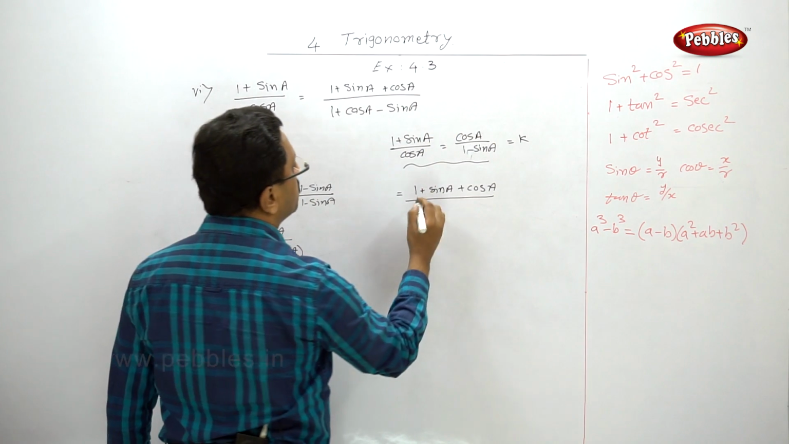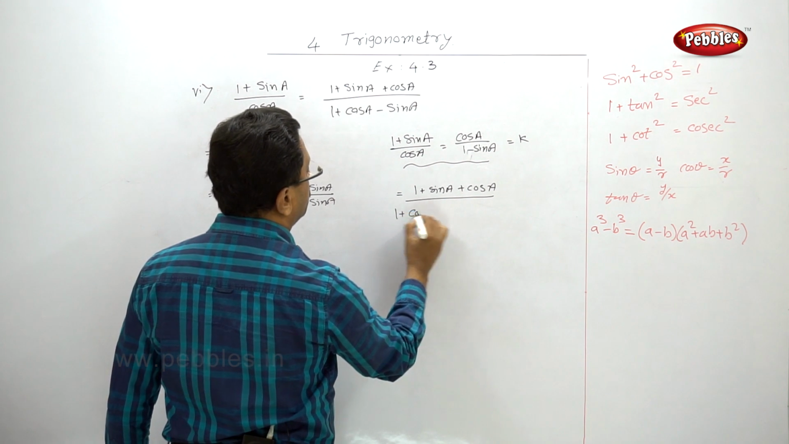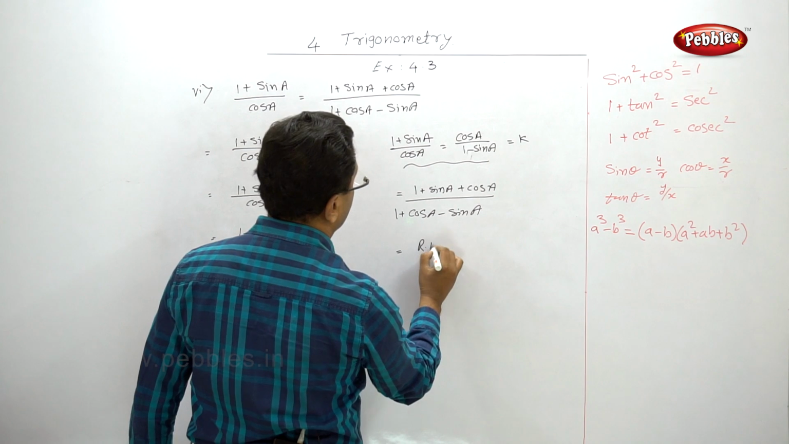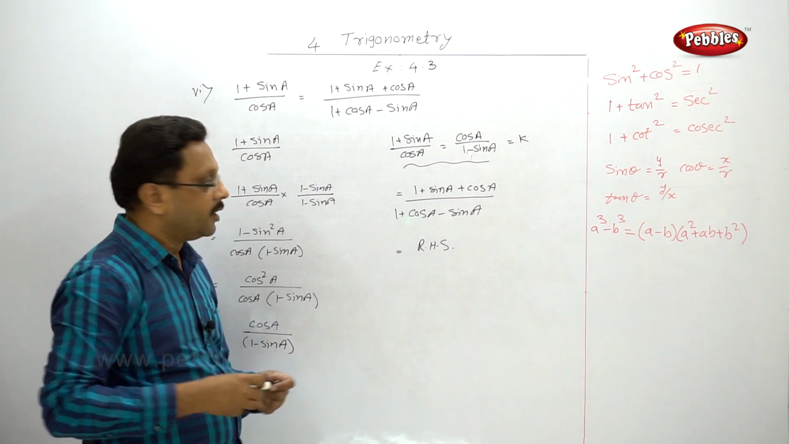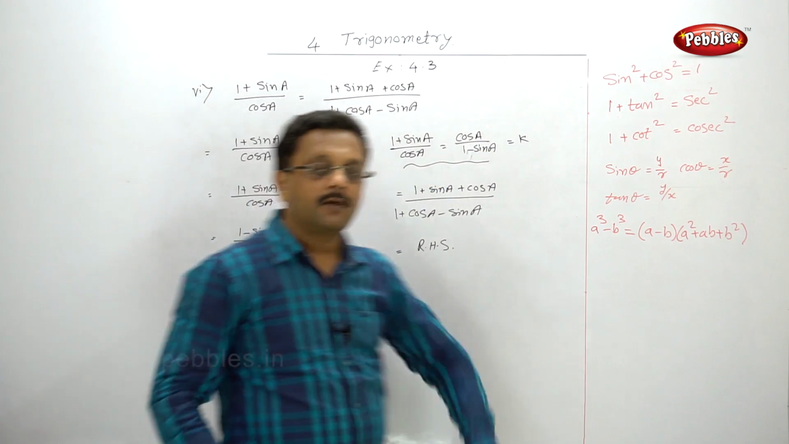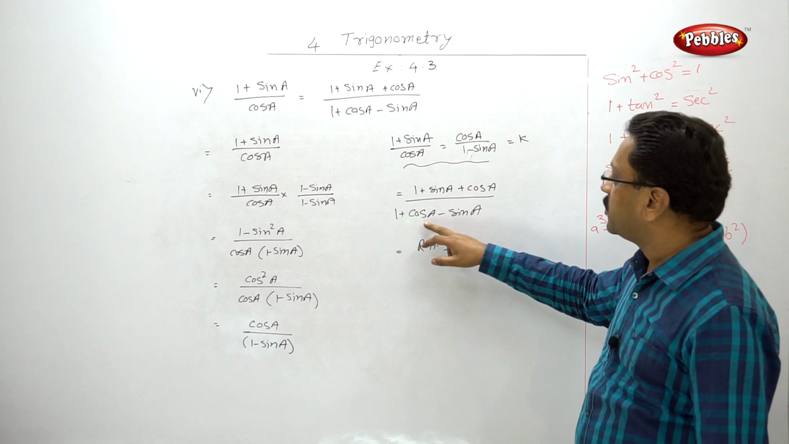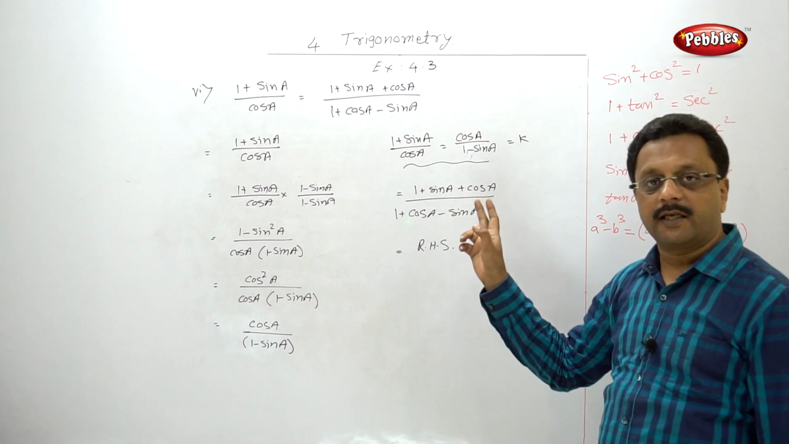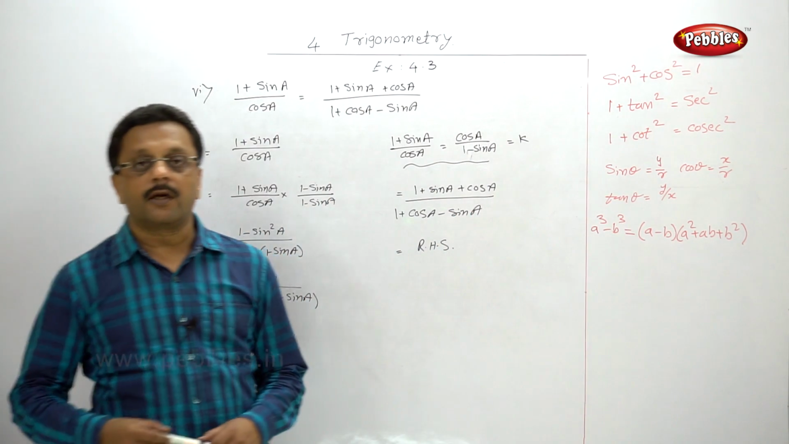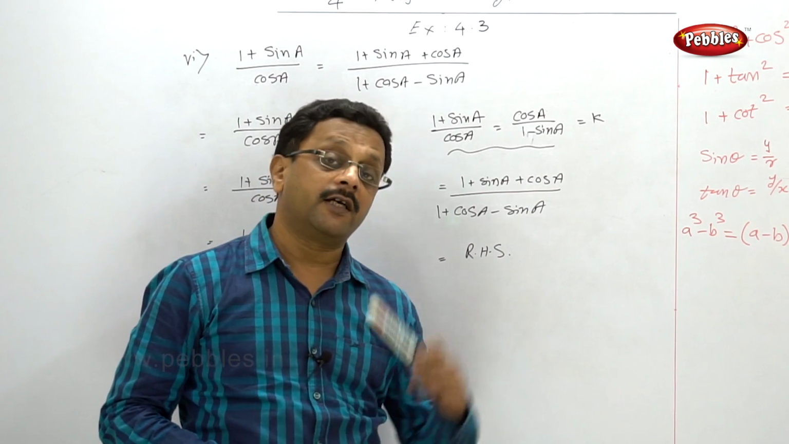I am just rearranging the terms. I am taking the number first, but actually the cos should come first. Cos A plus 1 minus sin A. I have just taken here 1 plus cos A minus sin A, which is equal to the right hand side. So here we have made use of the theorem on equal ratios. This we have also done in standard 10th algebra and in standard 9th also.